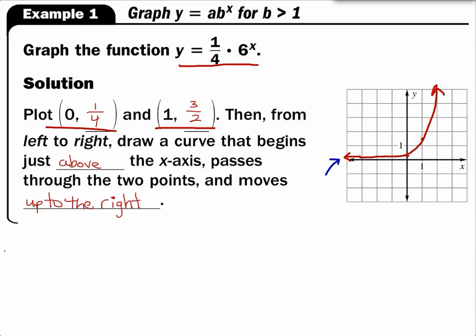And then we do want to point out that there's an asymptote right here. Each of these exponential graphs has an asymptote. And in this case, it's right there on the x-axis. So that's all for example 1.